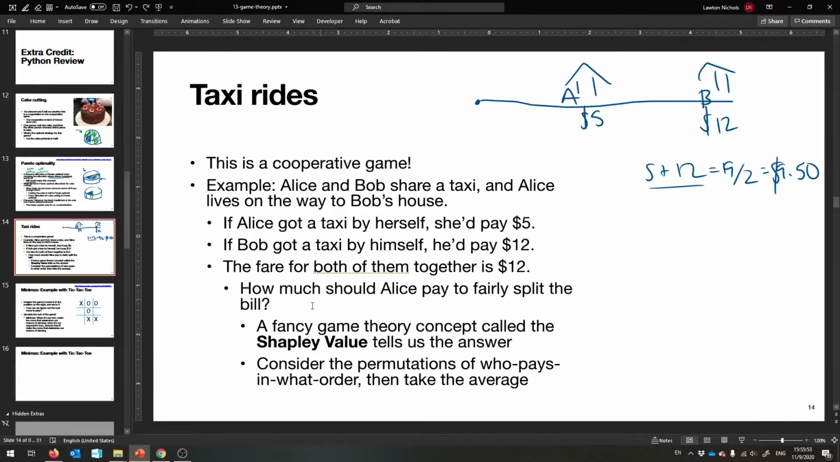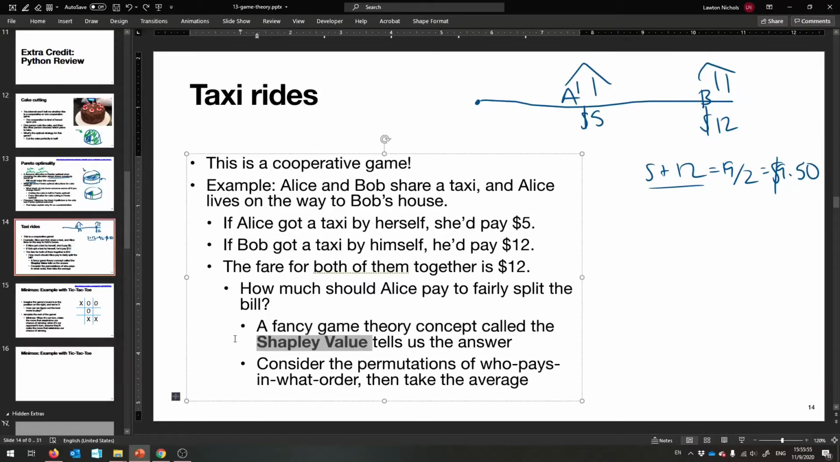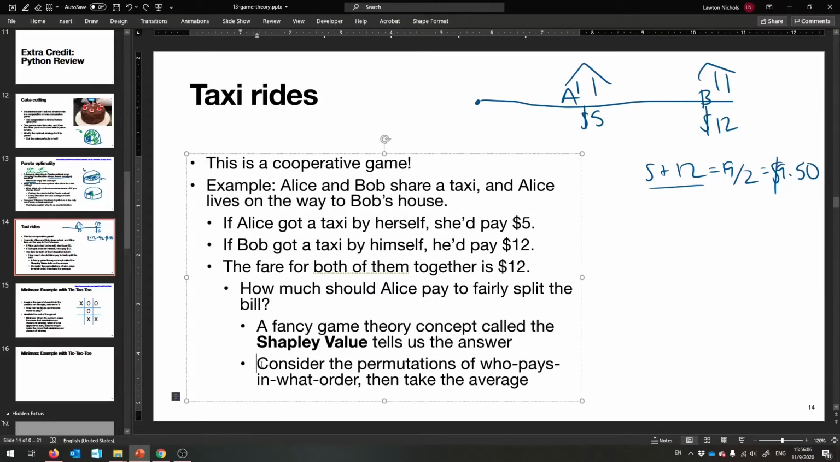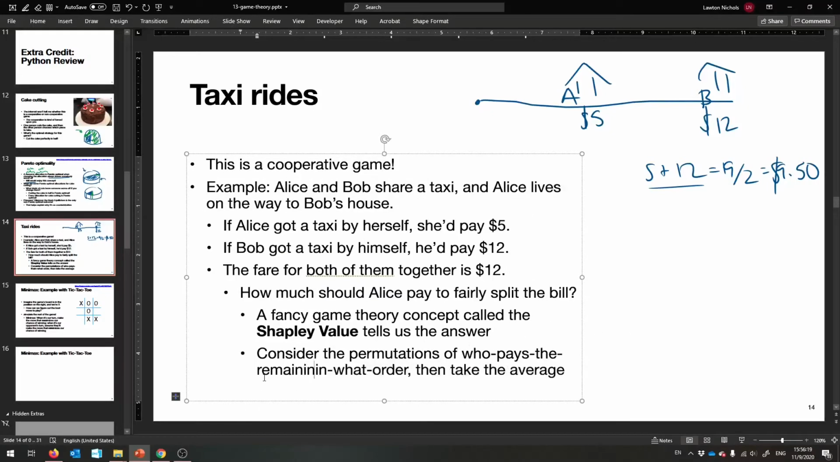And the way that we come up with this price is to compute what is known as the Shapley value. That will tell us the answer, and it's a fancy concept. I encourage you to look it up. But the idea, at a very high level, in a nutshell, is to think about all the permutations of them playing the who pays first, who pays the remaining bill in what order game. And then we take the average of all those cases.